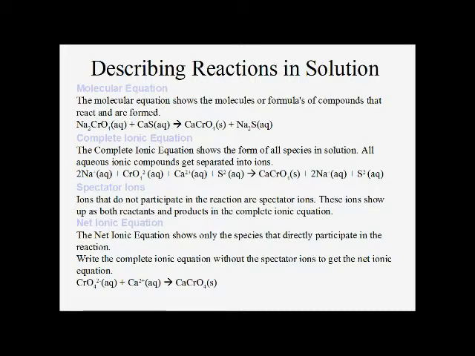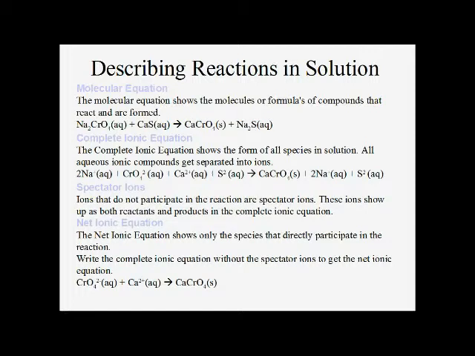Net ionic equation is showing only what's participating directly in the reaction. So to get to net ionic equation, it's a two-step process. What we're going to do is start off with the molecular equation and expand that into the complete ionic equation. So what that is, all of our aqueous ionic compounds, aqueous acids, we're going to expand into cations and anions. Solids, liquids, aqueous covalent compounds will not be affected.